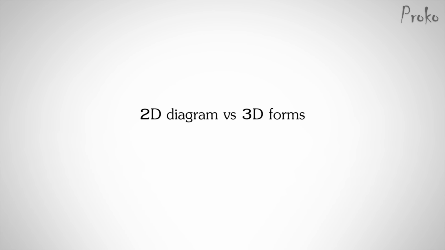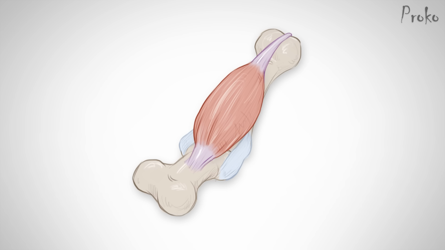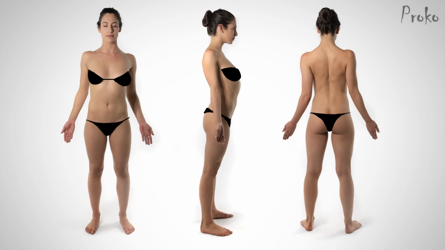2D diagram versus 3D forms. The body is constructed of many types of forms. Bones, ligaments, muscles, tendons, fat. These forms overlap, inserting under and wrapping around each other. The human body is a very complex system of layers. And the volumes at the surface are also very complex. It's not enough to just study the front, back, and side views you typically see in anatomy books.